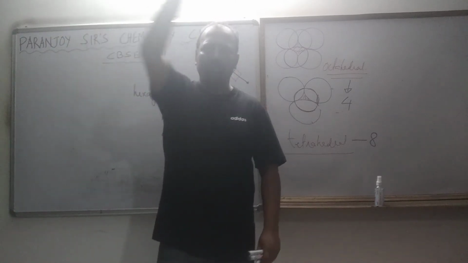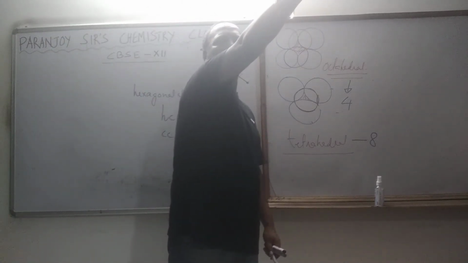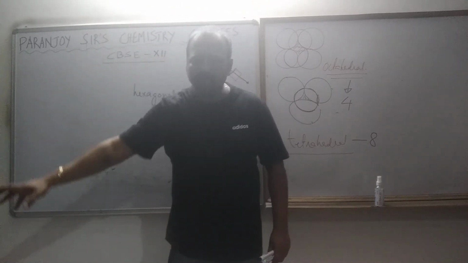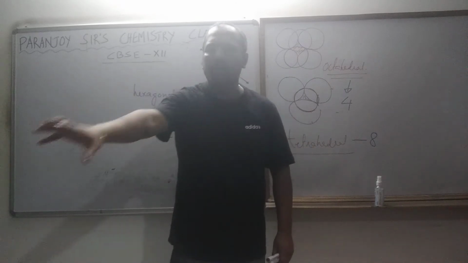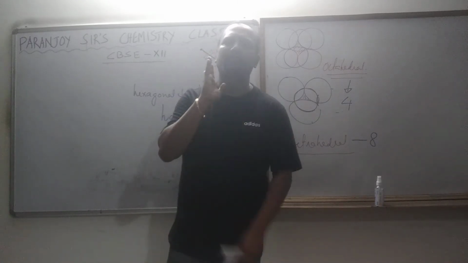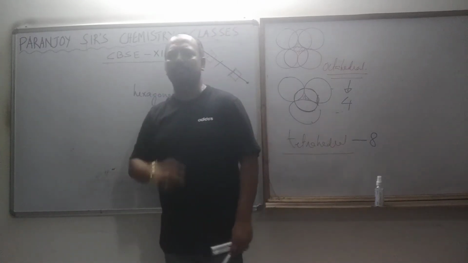One here, one at that corner, one at that corner. Just below the corner, and just above the corner. 1/4 distance away from the corner. These are the positions of the 8 tetrahedral voids.